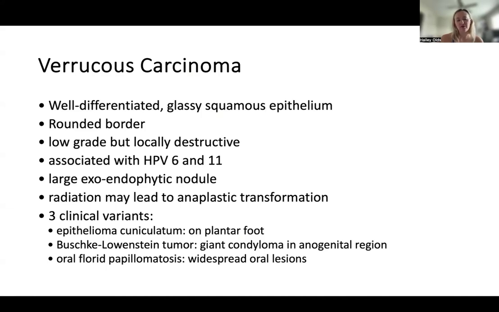So sometimes the question will be, what are options? All of the following are options to treat this, except, and the answer is don't do radiation. So there's three main types. It can be the plantar type, which is called epithelioma cuniculatum. It could be the Buschke-Lowenstein tumor, which is like a giant condyloma, or it could be oral florid papillomatosis, which is when you have multiple lesions in the oral cavity.